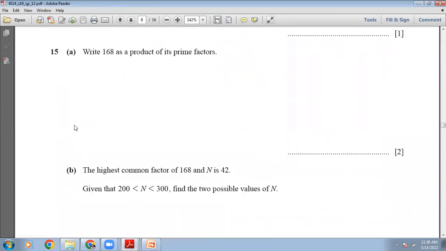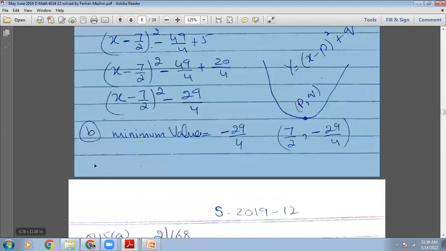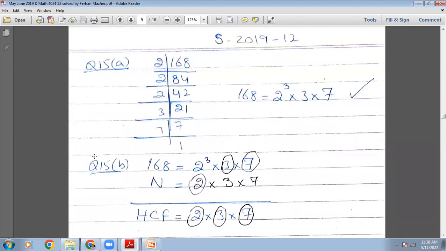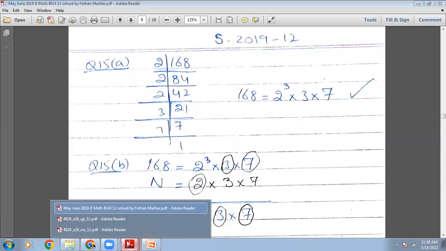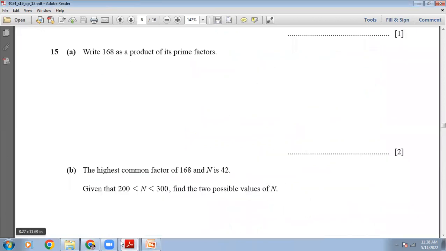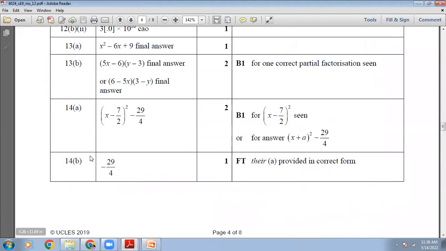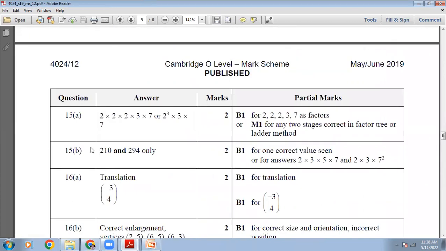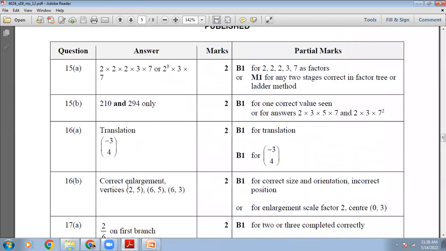He says write down 168 as the product of its prime factors. Okay, so very simple and straightforward question. I can write 168 as the product of its prime factors. You can see here I have done the prime factorization. So it is 2 cube into 3 into 7. So let's have a look at the marking scheme. 2 cube into 3 into 7.